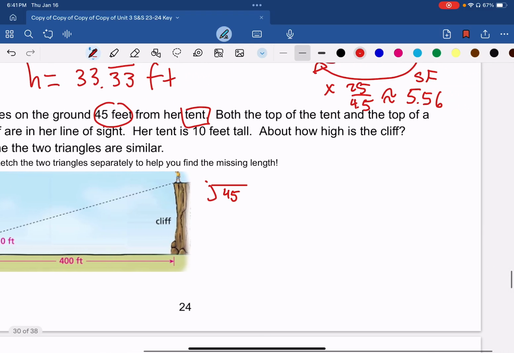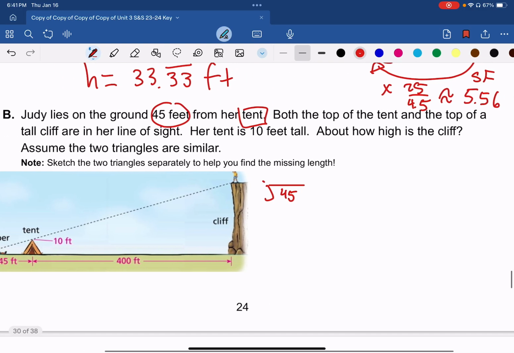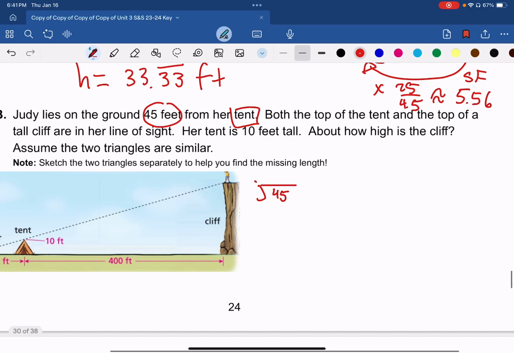Both the top of the tent and the top of the tall cliff are in her line of sight, okay? Her tent is 10 feet tall. That's her tent. And it says that her line of sight is the top of the tent. So I'm going to connect that. So 10 feet tall. About how high is the cliff?